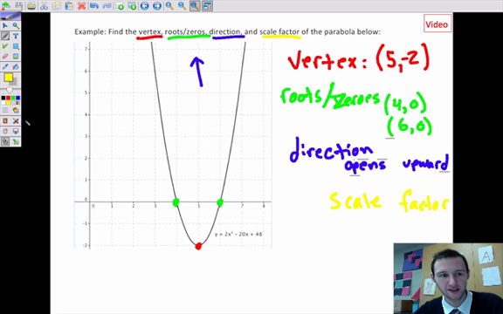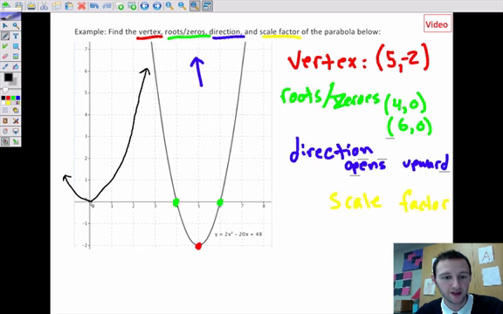And then the scale factor is probably the most difficult to figure out, okay? So I'm going to draw in the parent function here. Parent function looks something sort of like that. The parent function has a vertex at 0, 0, passes through the point 1, 1, and then eventually it passes through 2, 4 as well. Okay, but this is what we want to focus on right in here. 0, 0 to 1, 1.